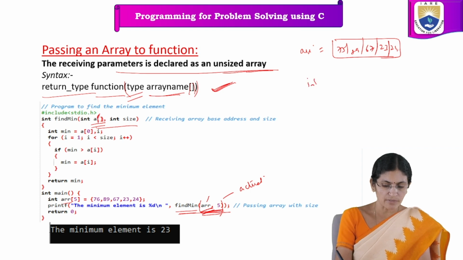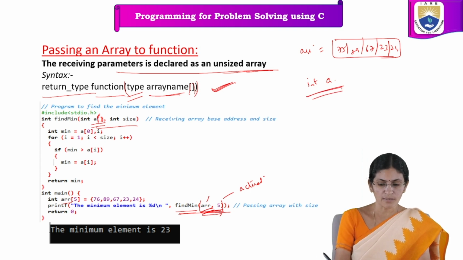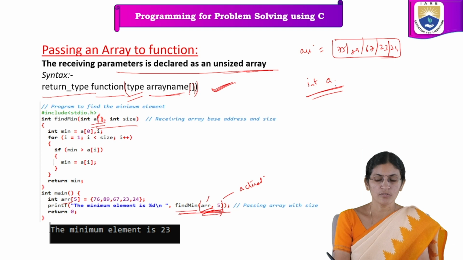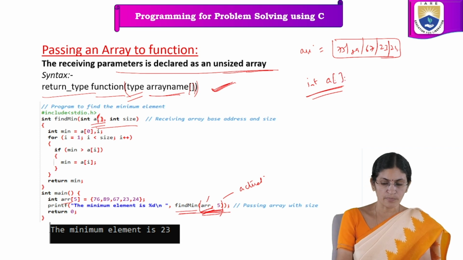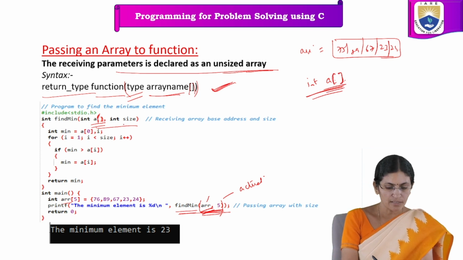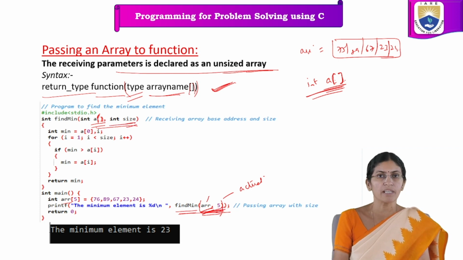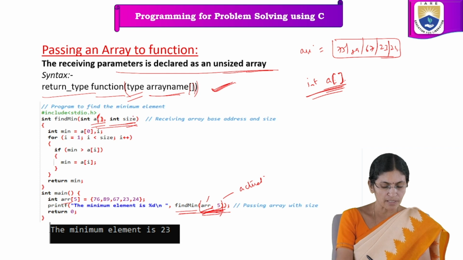If we write in the function definition just int a, then the compiler will interpret it as a normal variable. It will not interpret it as an array. So in order to instruct the compiler that a is an array, we need to mention the square brackets also. After that, the size is an integer variable. Therefore the corresponding formal parameter is int size.